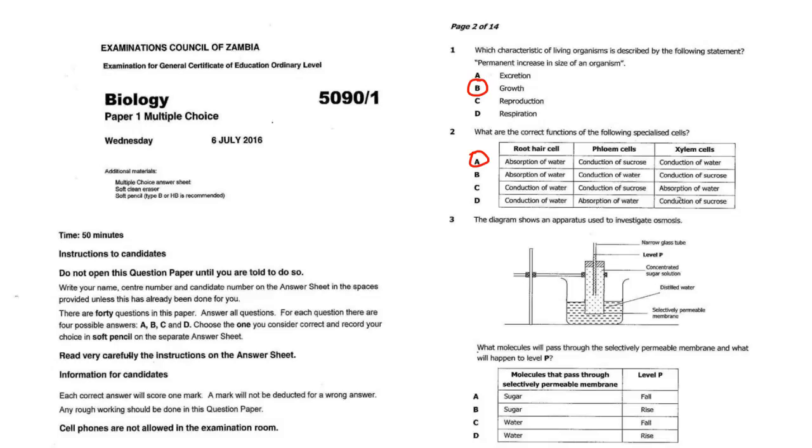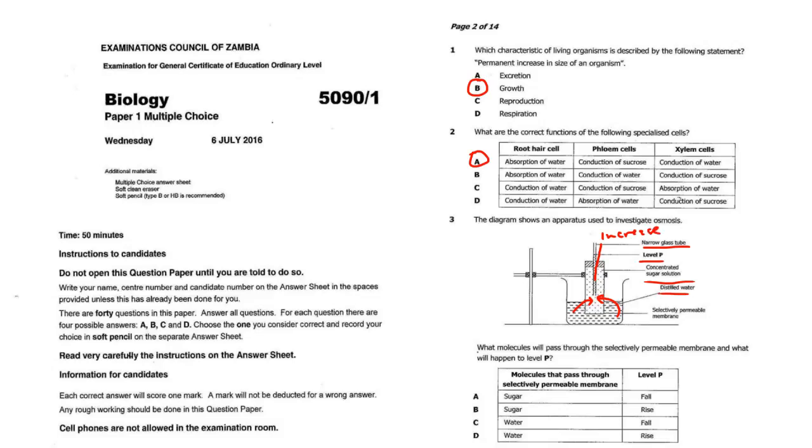Question 3. The diagram shows the apparatus used to investigate osmosis. As you can see, narrow tube, level of water, concentrated solution, distilled water. So initially we have this tube with concentrated solution inside, then outside you have distilled water. Since it's concentrated inside, expect the water to go inside, and of course the level here to increase.